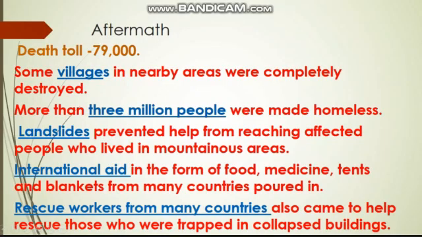Landsliding, obviously it was a mountainous area, so landsliding was a common factor. Afterward, landsliding was also one of the important factors that prevented rescue teams from rescuing people. International aid and rescue workers from many countries also came here with food, medicine, and tents in order to help the affected people. I'm going to show you a video in order to show you the devastation and how the people reacted.